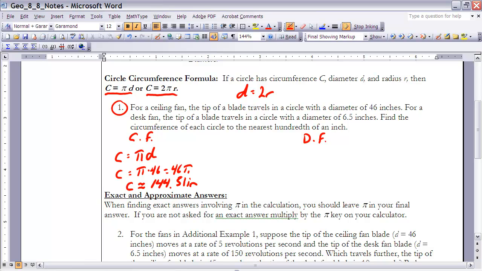Now, if I look at the desk fan, the circumference of the desk fan is equal to pi times the diameter, which is pi times 6.5. If we're going to get an approximation to the nearest hundredth of an inch for that, let's go to our calculator, and that would be 20.42. In both cases they were in inches, so this would be inches as well.